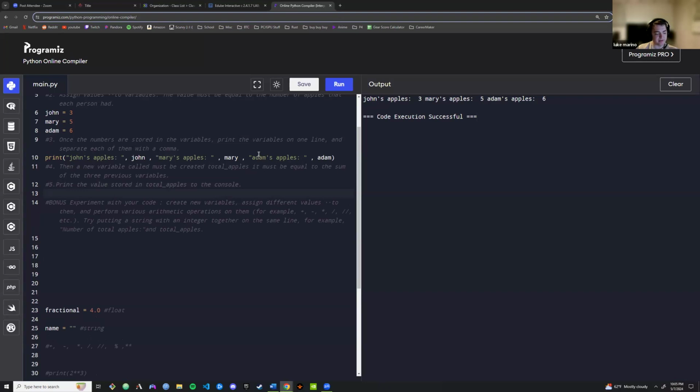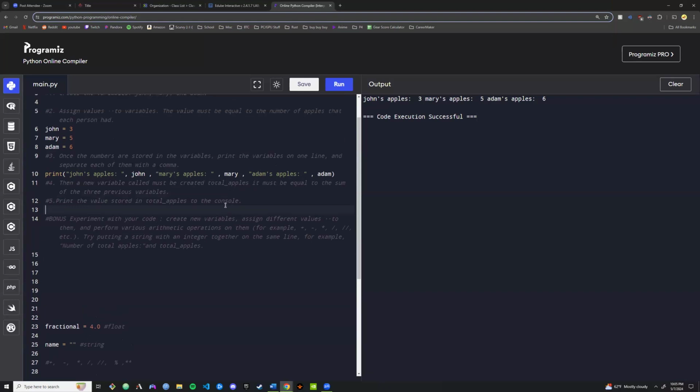Do you have a question about 5? Well, it says print the stored value in total apples to the console. So as far as the total value, would that be just us adding all of these apples? Yeah, that's what I think that is going to be. That one's number 4.